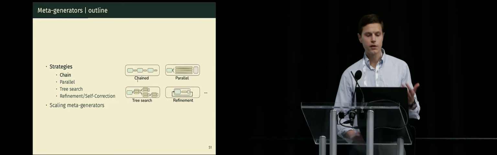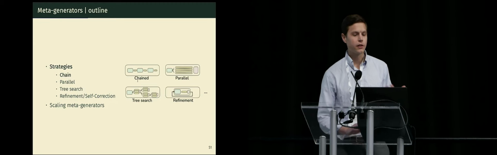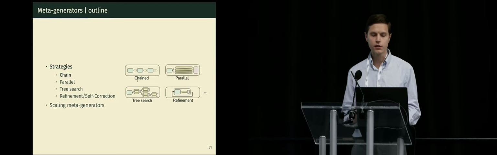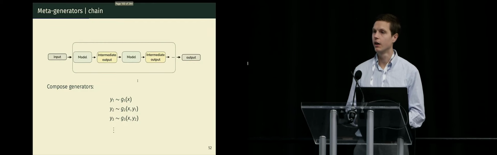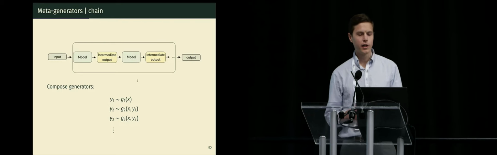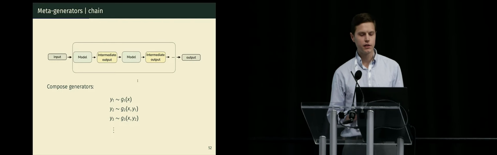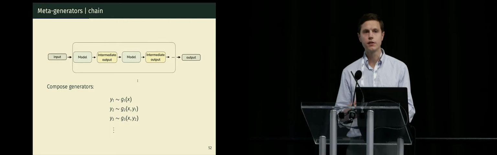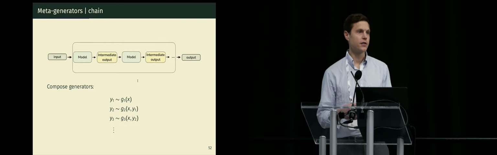So we're going to go over 4 different higher level strategies that have been developed. These are called chaining, parallel generation, tree search, and refinement or self-correction. And then I'll briefly talk about scaling meta-generators, and in particular how you can choose a good configuration for a compute budget that you have.